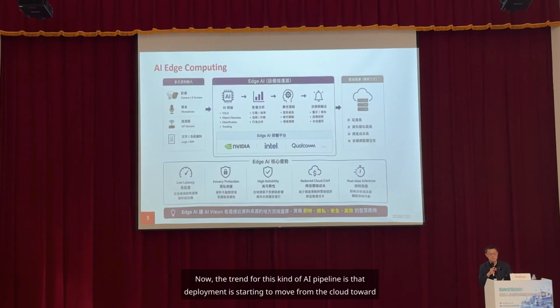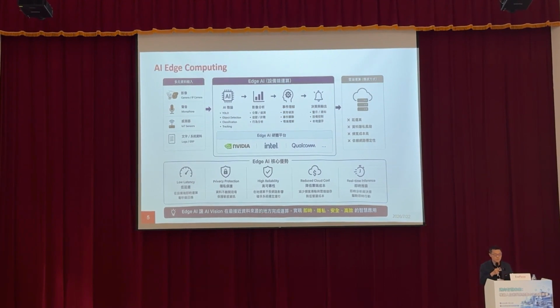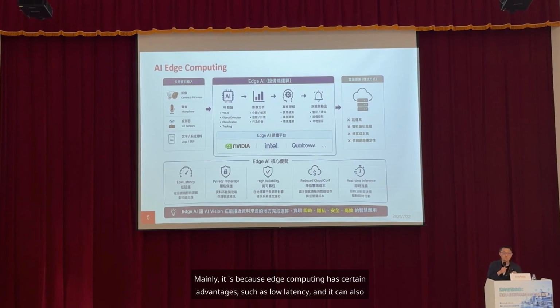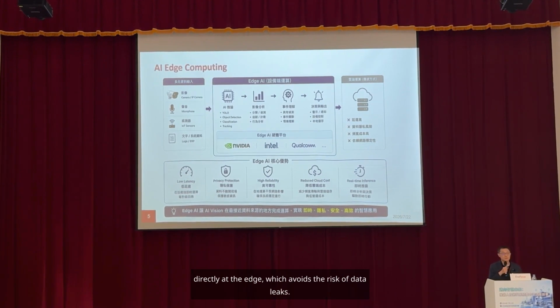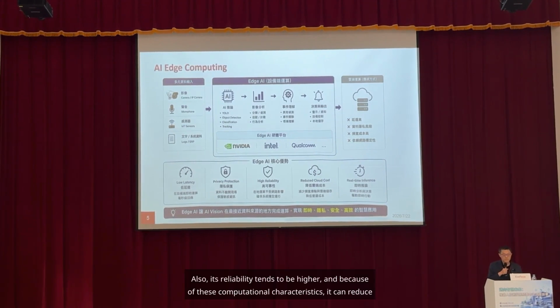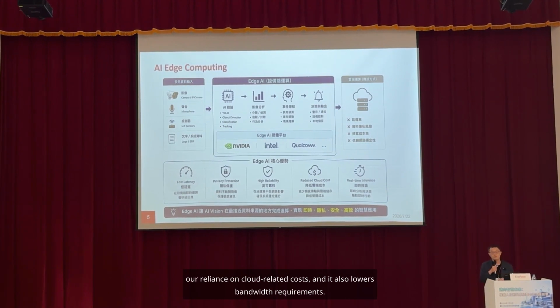Now, the trend for this kind of AI pipeline is that deployment is starting to move from the cloud toward the edge. So why is edge side processing becoming increasingly popular? Mainly because edge computing has certain advantages, such as low latency, and it can also protect data privacy. Since the data doesn't need to be uploaded to the cloud, some image data, for example, can be collected directly at the edge, which avoids the risk of data leaks. Also, its reliability tends to be higher, it can reduce our reliance on cloud-related costs, and it also lowers bandwidth requirements.